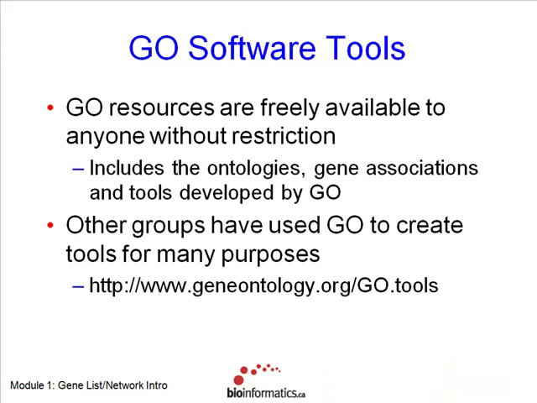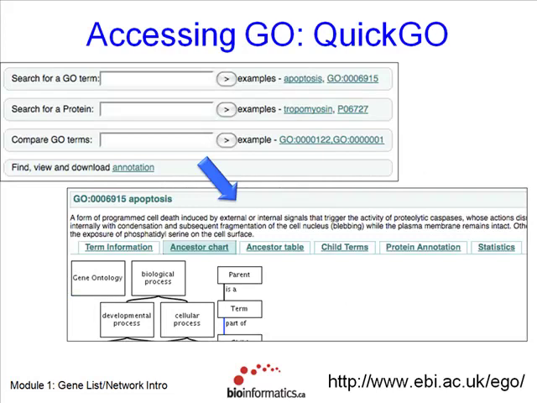And there's also dozens of free software tools. All of the resources in Gene Ontology, all of the terms and annotations, are freely available. Anybody can use it without restrictions. And there's also a number of tools that are available, and you can go to the site, and we'll cover some of them today.